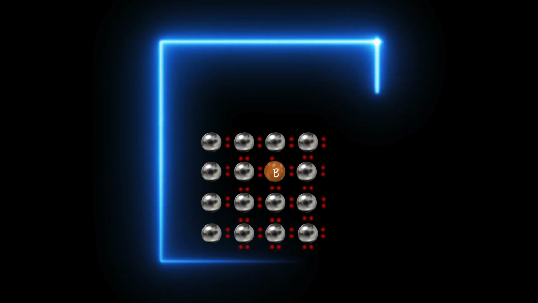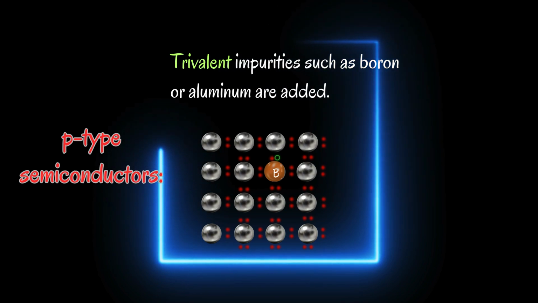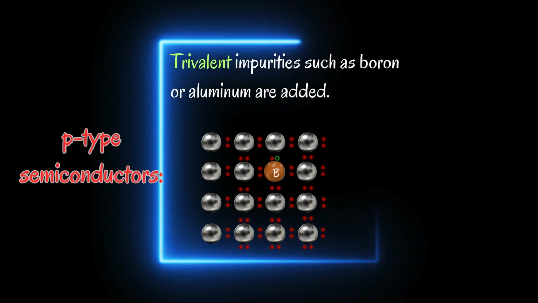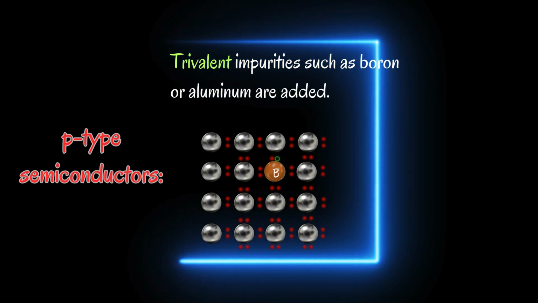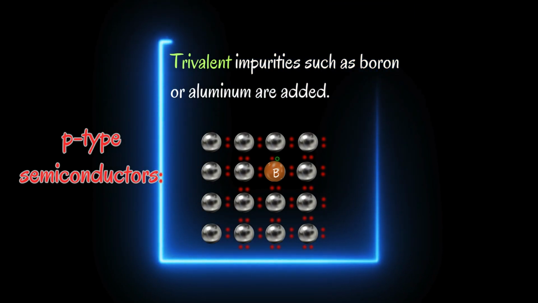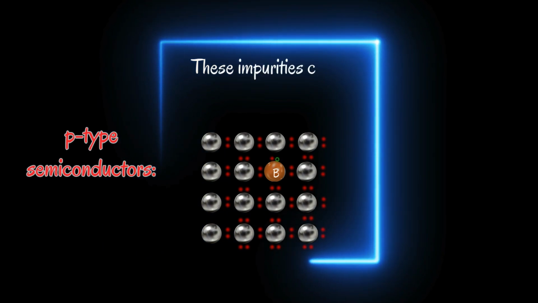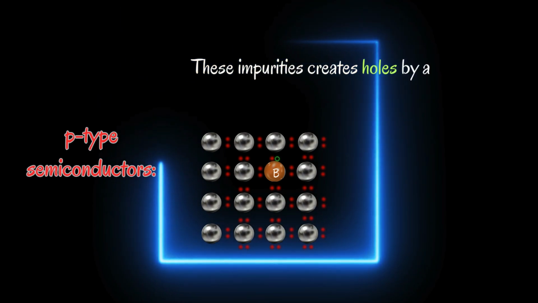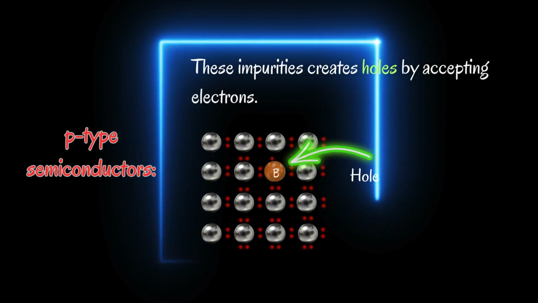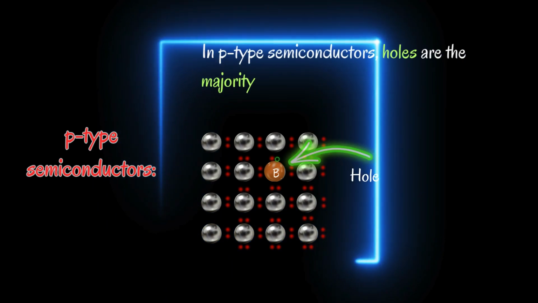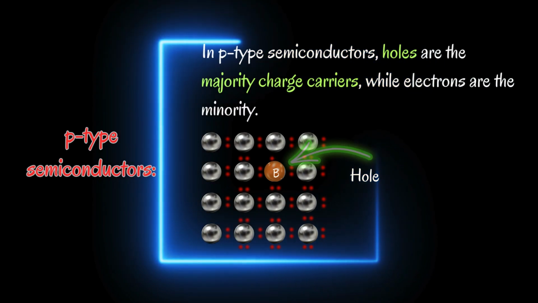Number 2, P-type semiconductors. Now, what if we dope silicon with a trivalent impurity, like boron or aluminum? These elements have only 3 valence electrons, which means they can't completely bond with all 4 neighbouring silicon atoms. And what does that create? A hole. This hole can attract electrons, allowing charge to move through the material. In P-type semiconductors, holes are the majority charge carriers, while free electrons are in the minority.